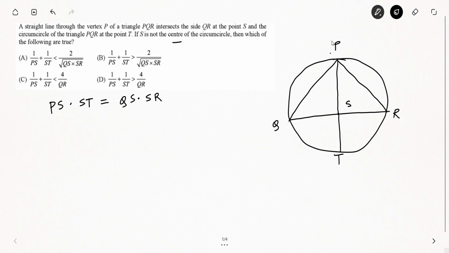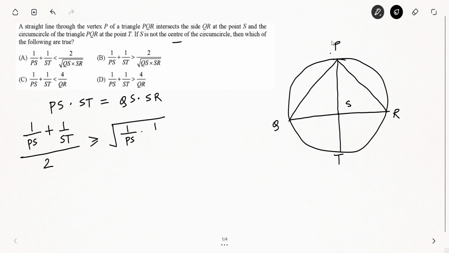And if we see the left hand side of the terms written here, it is 1 upon PS plus 1 upon ST. Now what I know from arithmetic mean and geometric mean is that (1 upon PS plus 1 upon ST) divided by 2 is greater than or equal to root under 1 upon PS into root under 1 upon ST. Now what I can write from here is 1 upon PS plus 1 upon ST is greater than or equal to twice of root under 1 by PS into 1 upon ST.